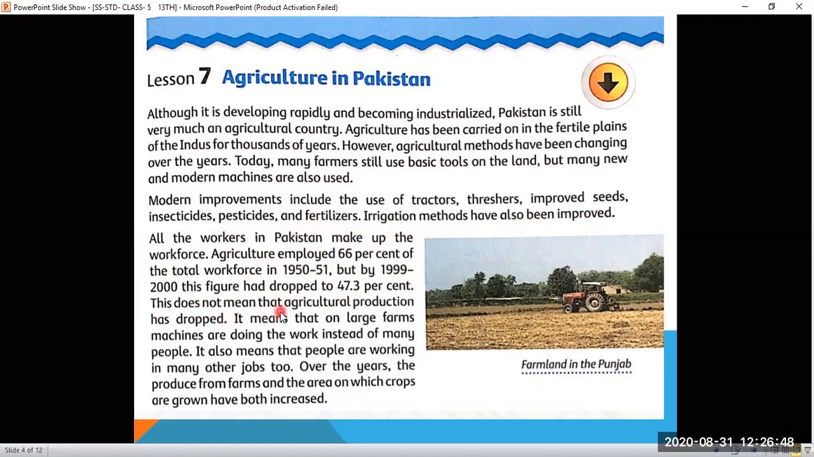This does not mean that the agricultural production has dropped. It means that in large farms, machines are doing the work instead of many people. It also means that people are working in many other jobs too. Over the years, the produce from farms and the area on which crops are grown have both increased.